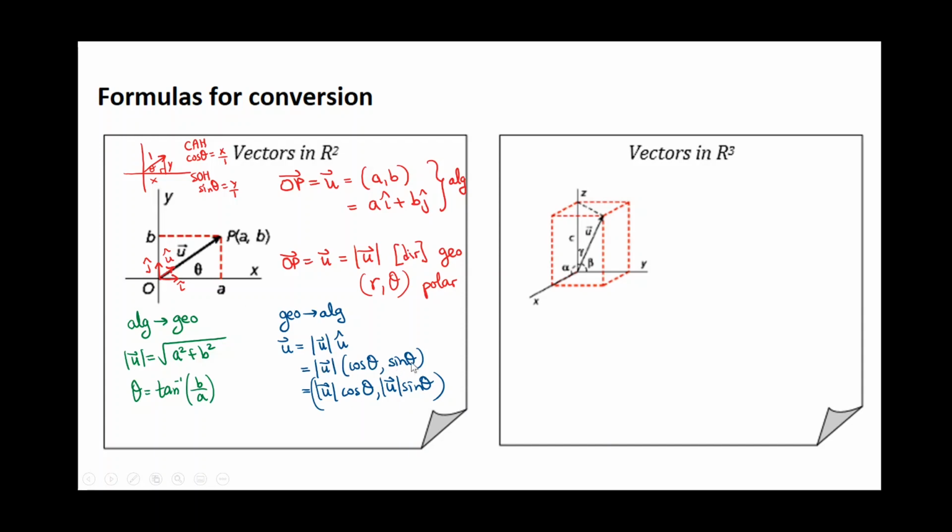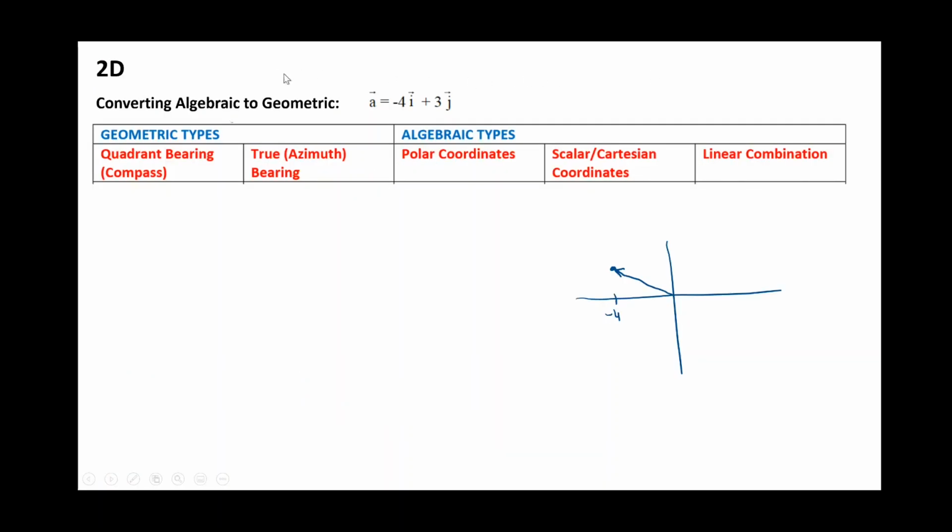So you could leave it like that, or you could distribute the magnitude into each of the components and write it this way. So this formula will always give you the algebraic version. Just please be careful that this theta has to be counterclockwise from the positive x-axis for this to work. We're going to do an example of converting two-dimensional vectors. We'll start with going from algebraic to geometric.